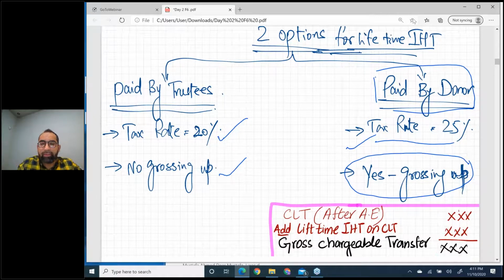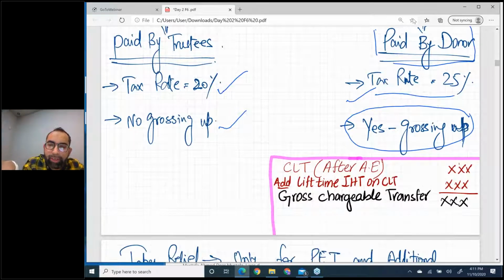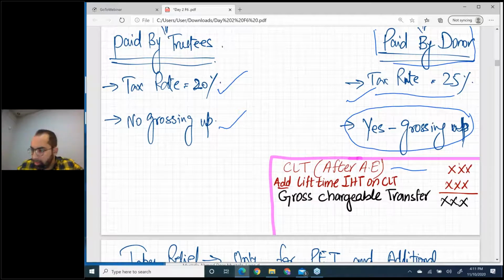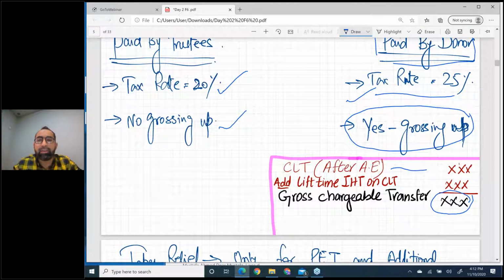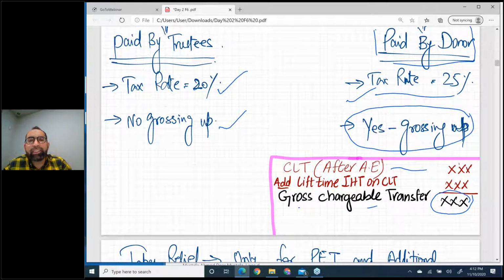What do you do? First, you write the CLT, the amount of gift after annual exemption. And then you add the lifetime IHT which you just calculated, and you add both of them, and this we call gross chargeable transfer. Sir, can you tell me the logic of this grossing up?